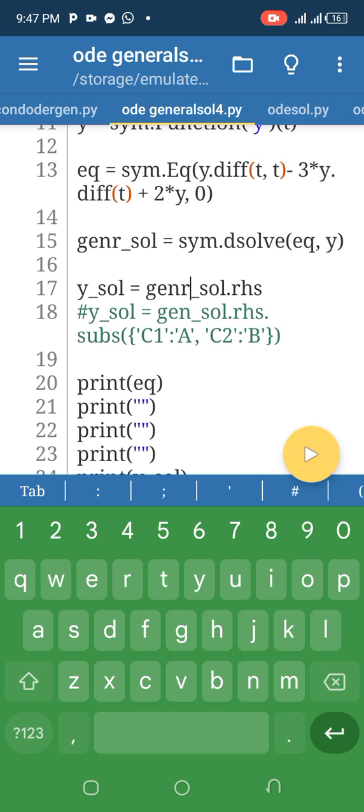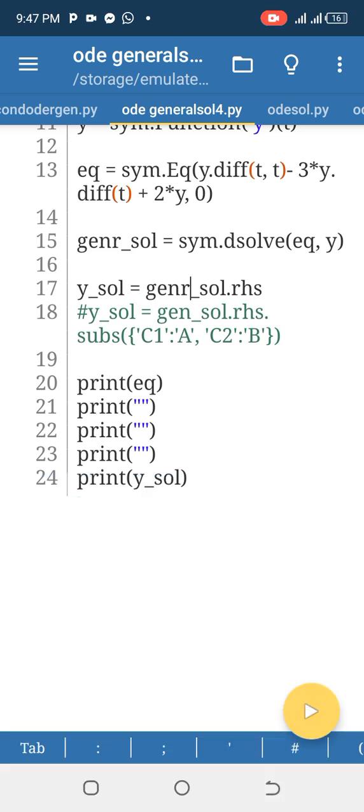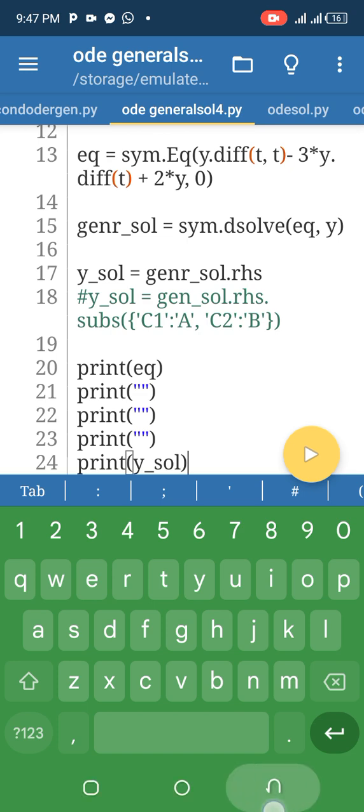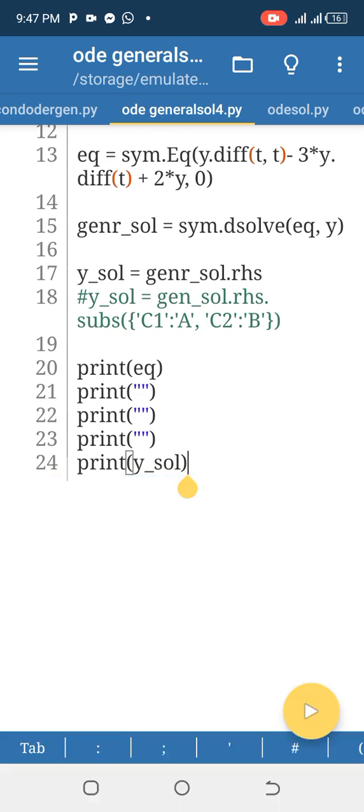So what it is going to do, it prints out something, and then also what is on the right hand side. Since we are interested in what is on the right hand side, we are going to say general solution dot RHS to mean the right hand side. Okay, so what does that mean? We are going to run this and we see.